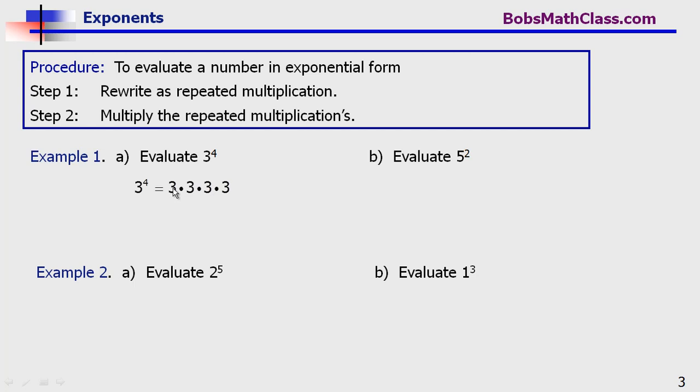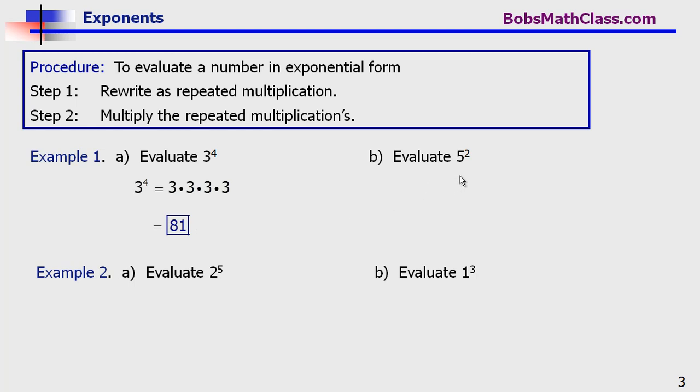Now, you can go in order. 3 times 3 is 9. 9 times 3 is 27, and then multiply 27 times 3. Or you can multiply the first two 3's and then the second two 3's and then multiply those together. See, 3 times 3 is 9, and then this 3 times 3 is 9, and then multiply those two 9's. So you should get 81.